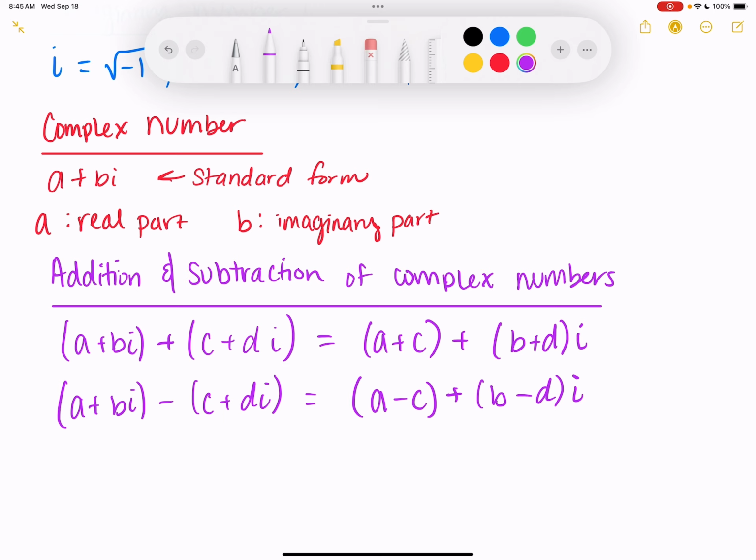What's the imaginary I for you? It's the square root of negative 1. You can't have a negative under a radical.